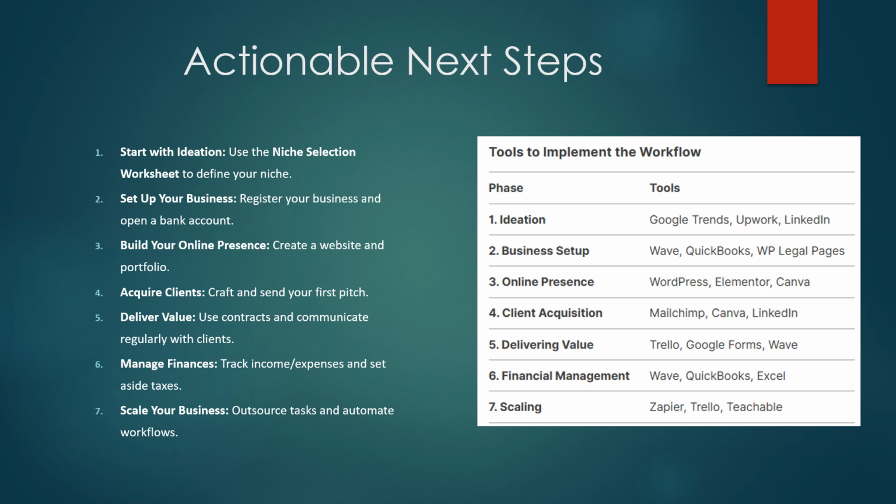And the last step is scaling your business. That is, outsource tasks and automate workflows. That's where we talked about Zapier, Trello, and Teachable. Teachable is for digital products, especially courses. Yes, it's for informational products. So Teachable is going to give you the ability to sell without breaking your website.